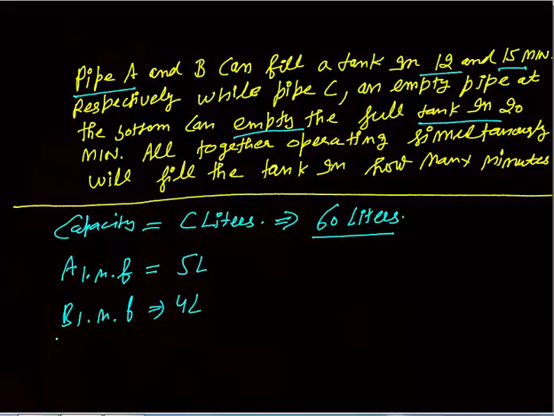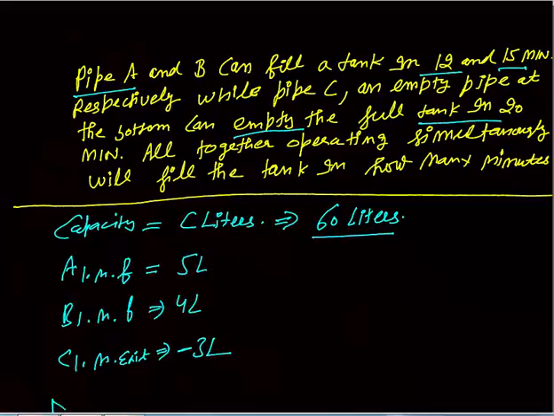Now C is the exit pipe. Remember that C is an exit pipe, it is not filling, it is exiting. So C's 1 minute exit would be how much? Given that pipe C can empty the full tank in 20 minutes. What is the meaning of full tank? It means that 60 liters can be exited from the tank by pipe C in 20 minutes. So in 1 minute, pipe C will exit 3 liters, because in 20 minutes pipe C is exiting 60.